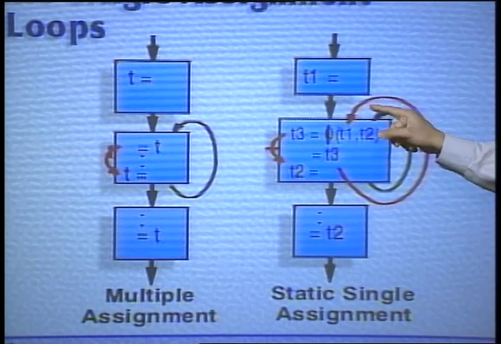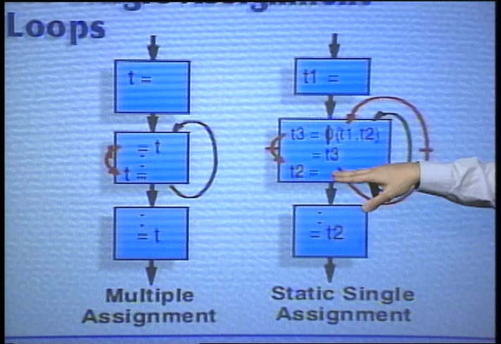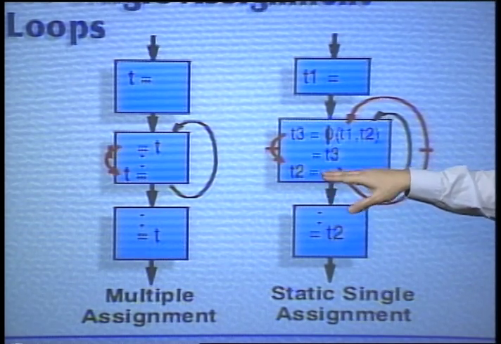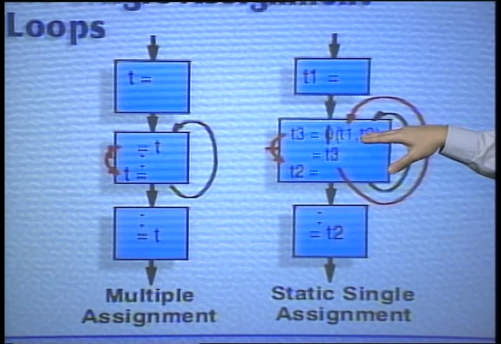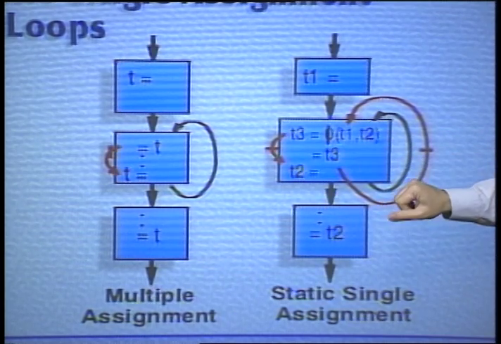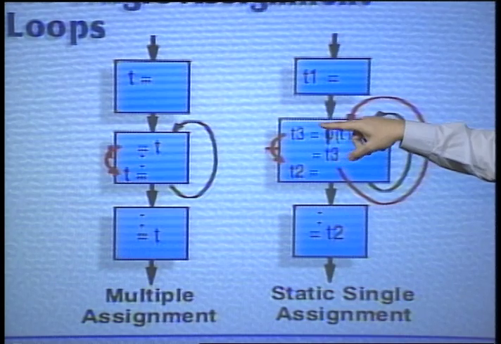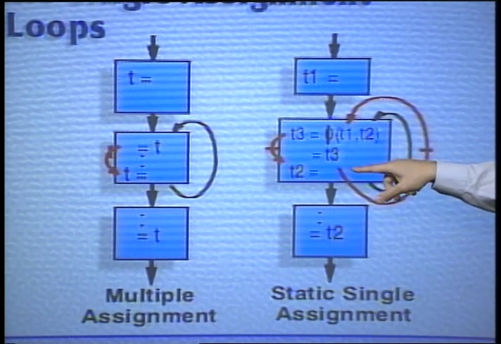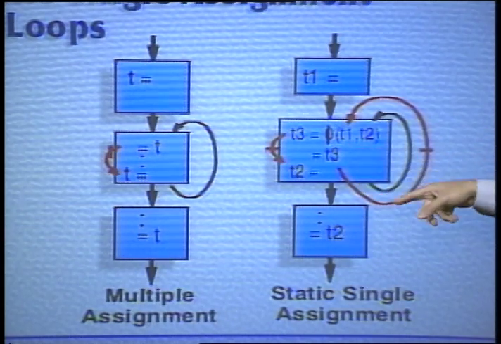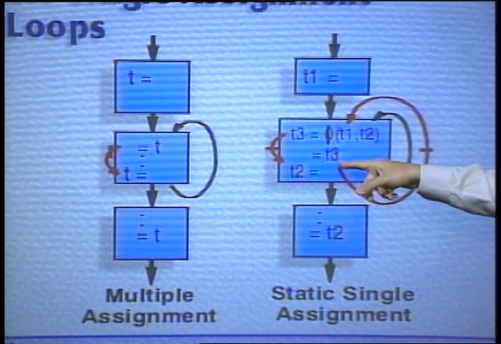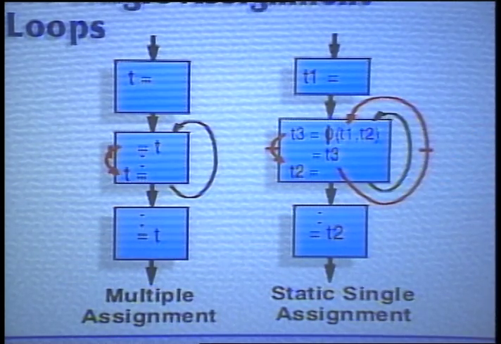new antidependencies. The reason is that over here, we define T2 and it's used over here. So there has to be an antidependence here. And secondly, we define T3 over here and we use it over here. So there has to be an antidependence that spans an iteration from this use to this redefinition.